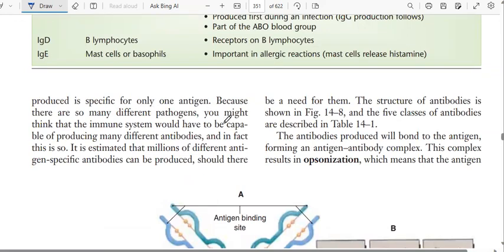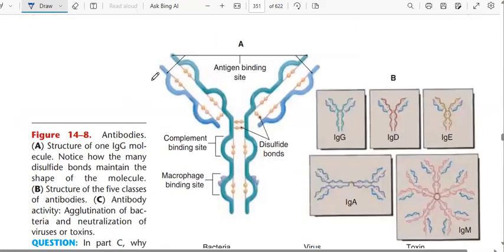Because there are so many different pathogens, you might think that the immune system would have to be capable of producing many different antibodies. And in fact, this is so. It is estimated that millions of different antigen-specific antibodies can be produced, should they be needed. The structure of antibodies is shown here. It is easy, this is the structure of the Y.